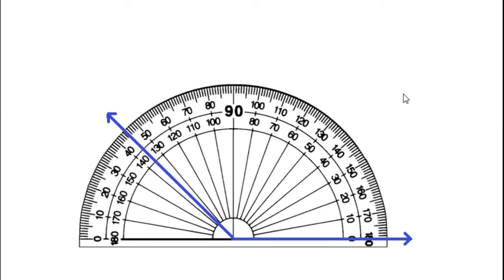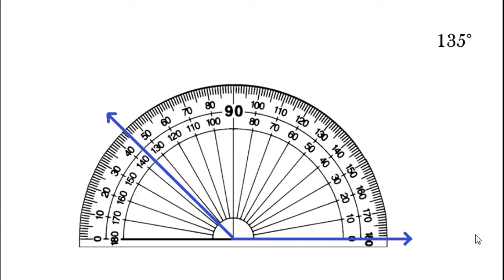Now have a look and tell me the angle. It starts with 0, moves beyond 90, 110, 120, 130, and it is between 130 and 140. So how much angle is it? 135 degrees. Clear? We have done two angles up till now: acute angle, which is less than 90 degrees, and obtuse angle, which is greater than 90 degrees but less than 180 degrees.